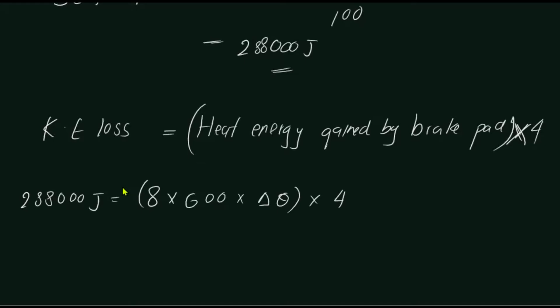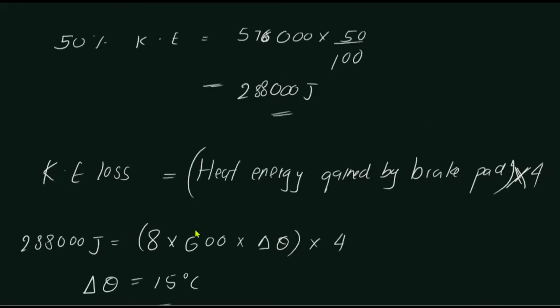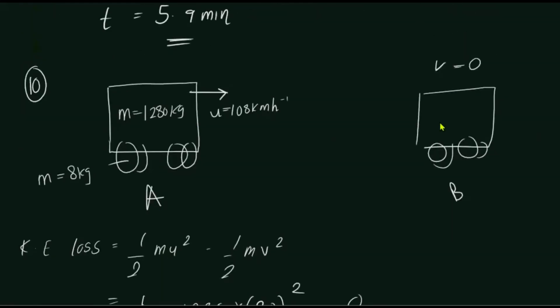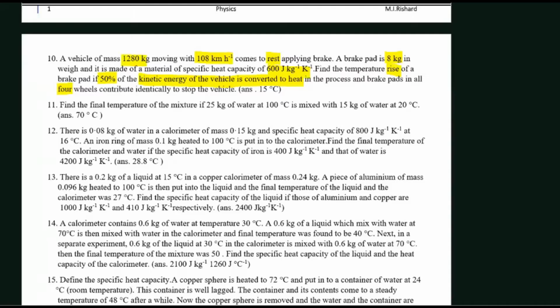So if you simplify this, you're going to get delta T to be 15 degrees Celsius, right? So it's not a very difficult question. Simply, the kinetic energy lost was absorbed by the brake pads to increase the temperature of the brake pads. There were actually 4 brake pads in 4 wheels. All the 4 wheels combined absorbed this kinetic energy lost, actually 50% of it.